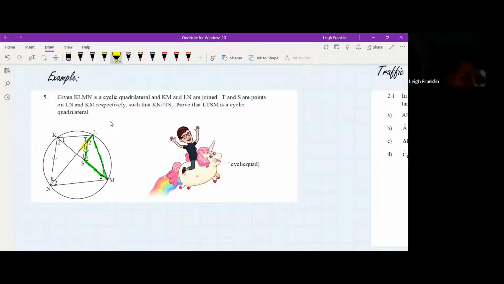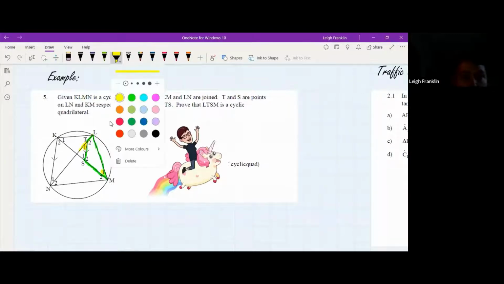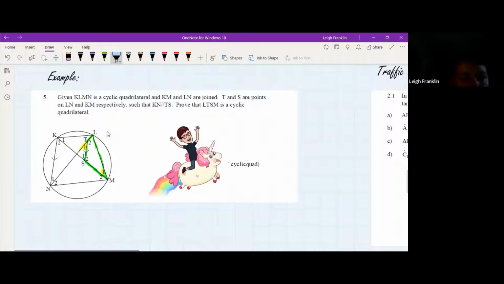So if I can prove that T1 equals M1, then I've proved that this quad is cyclic. My other option here, since this side is also extended over there, is to prove that S1 is equal to this angle over here at L. That would be the only other way that we could prove it was cyclic. I think it's probably more likely that it's T1 equal to M1, and that's because we've got those parallel lines there.